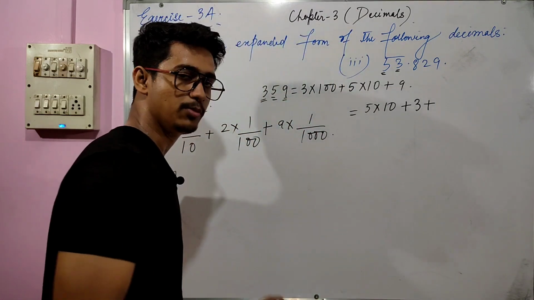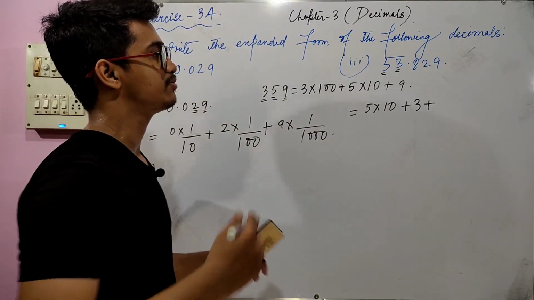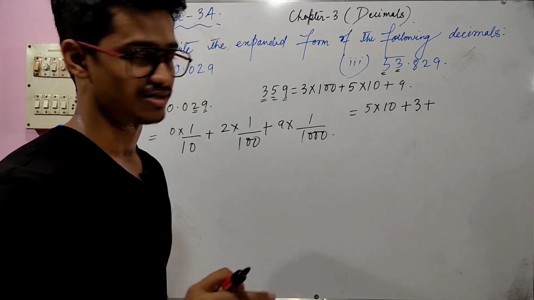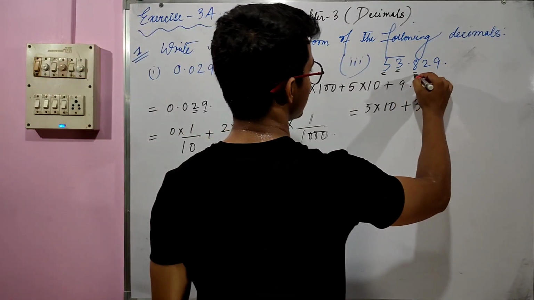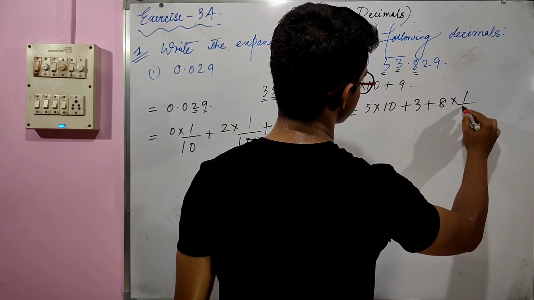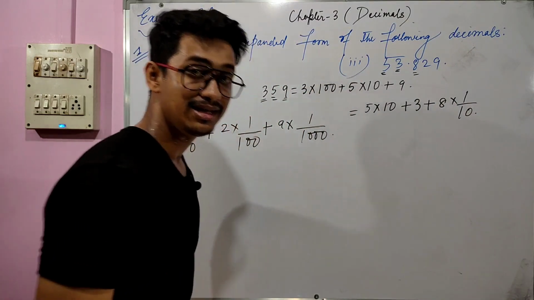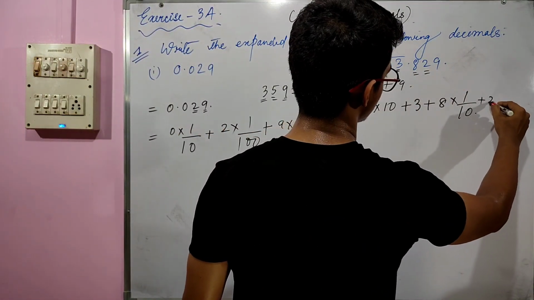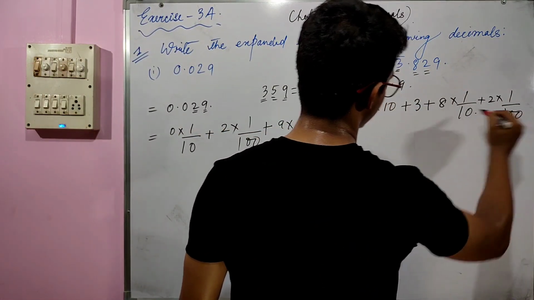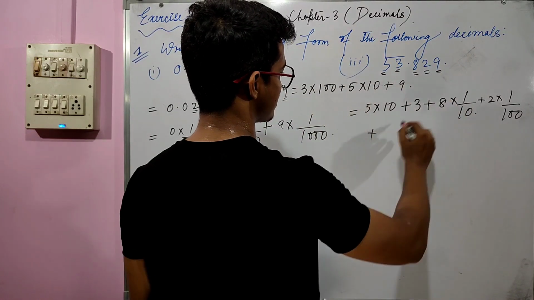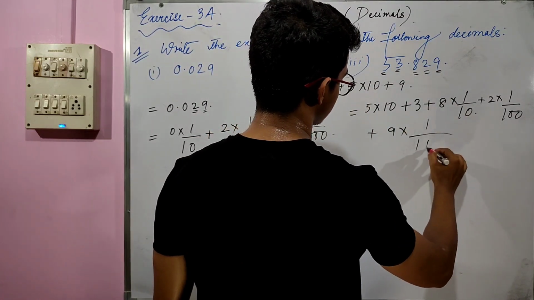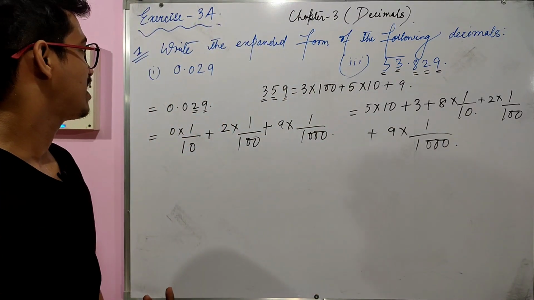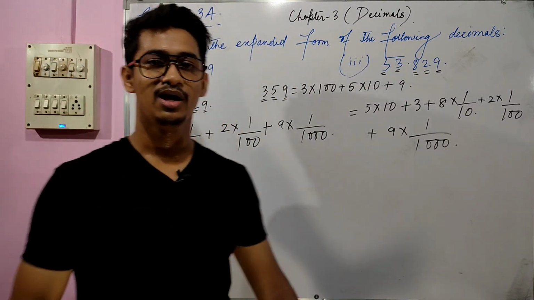Plus, we will put plus over here because all the numbers are being accumulated with each other under what operation? That is addition, right? So what is the position of 8? Basically 8 into 1 by 10, because it is in the tenths position. Then 2, what is the position of 2? That is 2 into 1 by 100, and then the leftover part is 9, that is 9 into 1 by 1000. So that is the basic expanded form of exercise 3A question number 1.